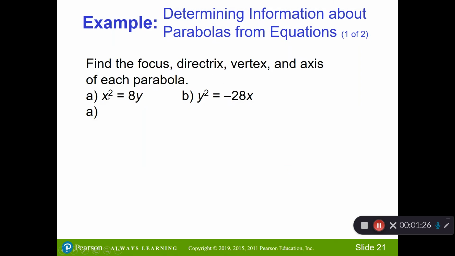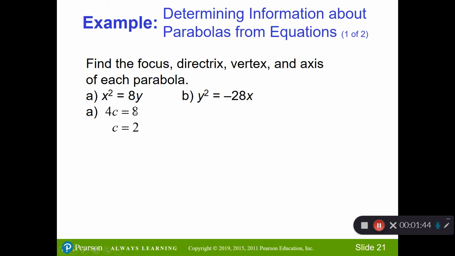All right, so here I am opening up because the x is squared and this is positive. Here, notice that the y is squared and this is negative, so I'm opening to the left. So let's do each one individually.